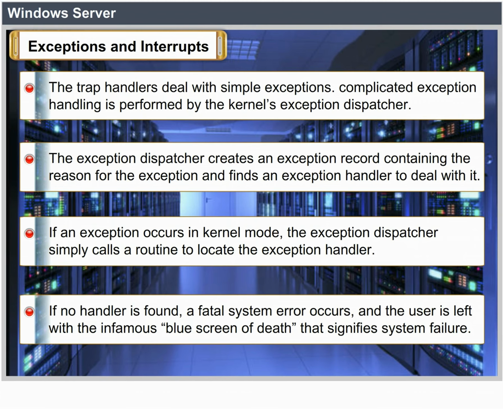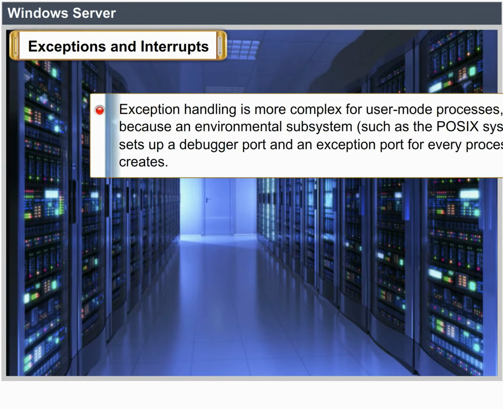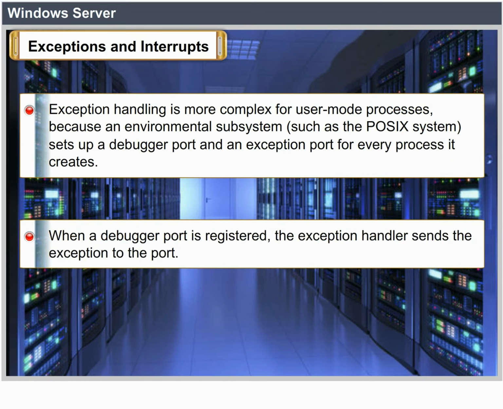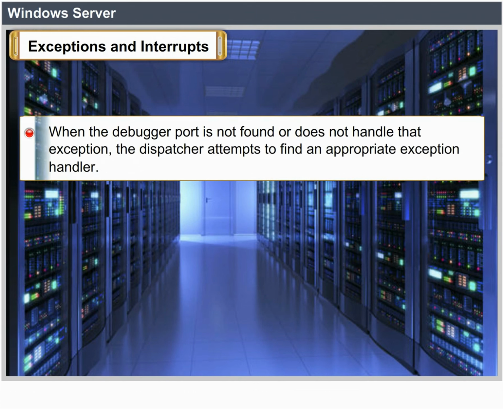Exception handling is more complex for user mode processes because an environmental subsystem such as the POSIX system sets up a debugger port and an exception port for every process it creates. If a debugger port is registered, the exception handler sends the exception to the port. If the debugger port is not found or does not handle that exception, the dispatcher attempts to find an appropriate exception handler. If no handler is found, the debugger is called again to catch the error for debugging.